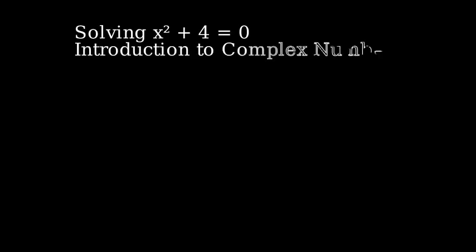Welcome. Today we're going to solve the equation x squared plus 4 equals 0 and explore an interesting concept called complex numbers. Let's start by writing our equation x squared plus 4 equals 0. To solve this equation, let's first isolate x squared by subtracting 4 from both sides. This gives us x squared equals negative 4.